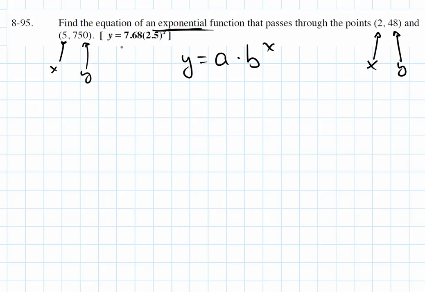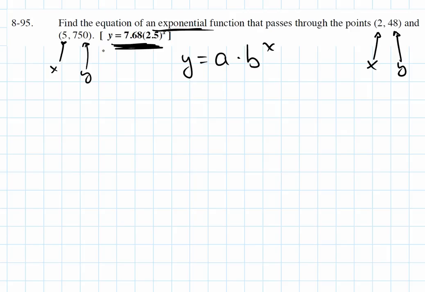I believe this is the answer. We know that we've seen some errors in the textbook, but I think this is the correct answer. But the question is, how do I get that besides just writing it down? So what we're going to do is write a system of equations in which we plug in the x, y values that we have and create two separate equations.